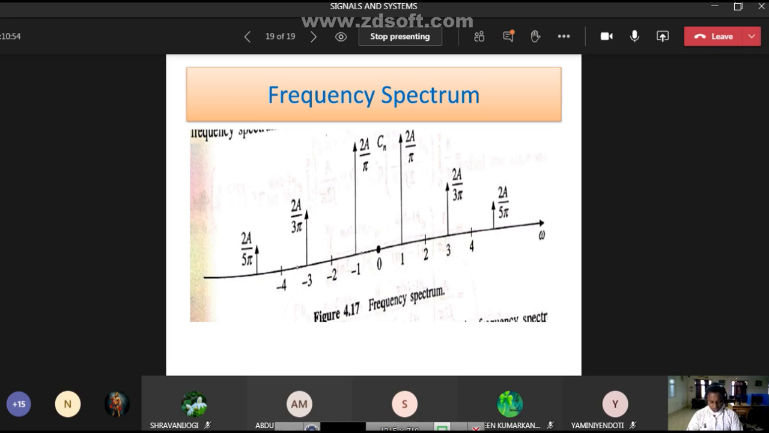So that's all about this first unit, trigonometric Fourier series and exponential Fourier series. If you have any questions you can ask me. In the next class we will start the second unit. I hope you are clear. If you have any questions you can ask me. Otherwise I will stop here.